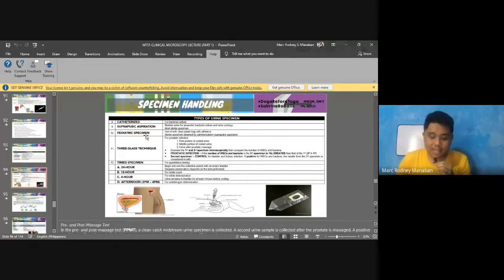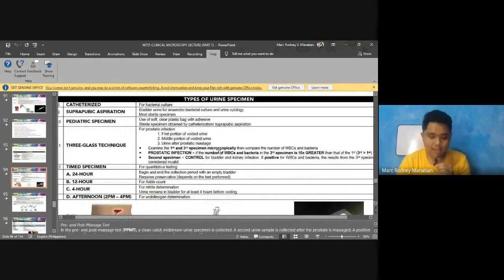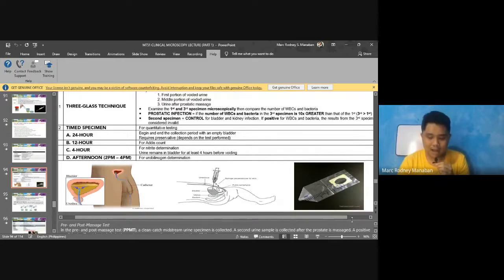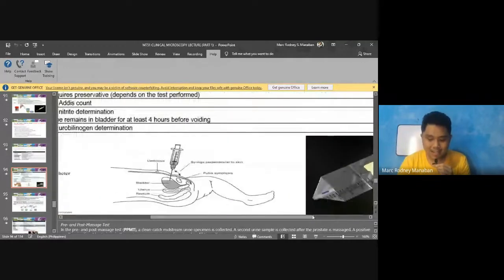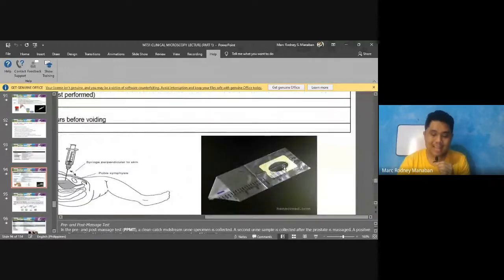Okay, all right. Pediatric specimen, of course, as we mentioned, the pediatric population, infants, those less than 1 year old, it's difficult to make them urinate. So one of the ways to avoid suprapubic aspiration is through the use of these pediatric collection bags. This is very commonly received in the laboratory. Now take note, this is plastic, and the yellow part is adhesive, meaning it sticks.